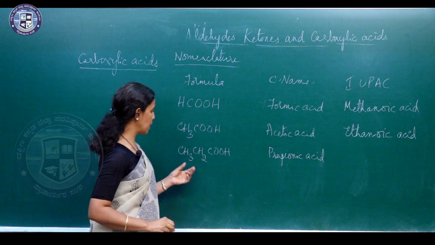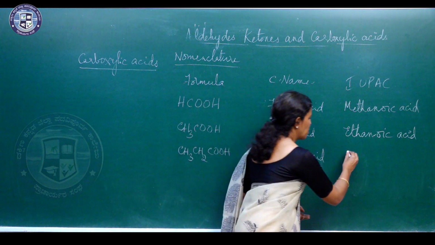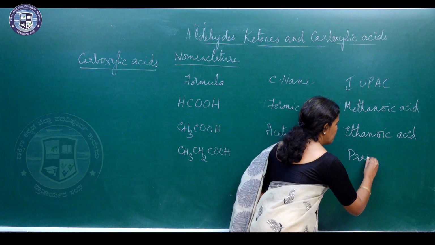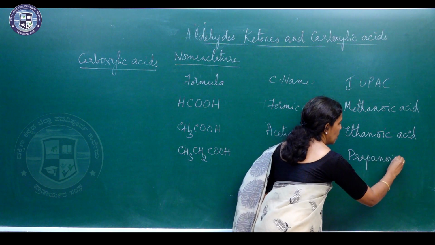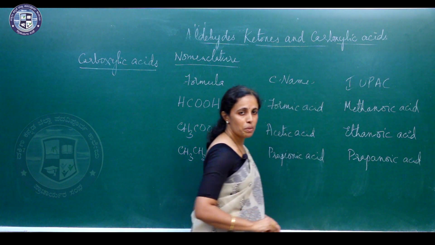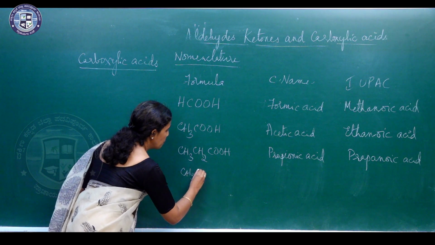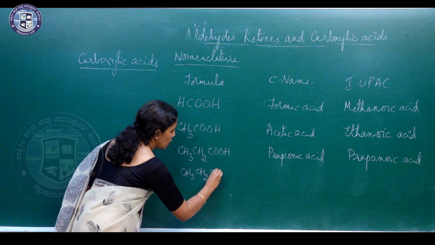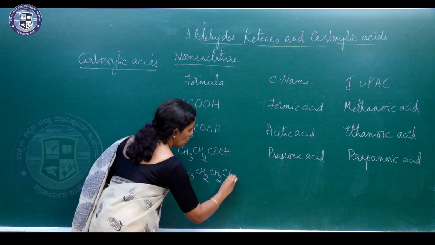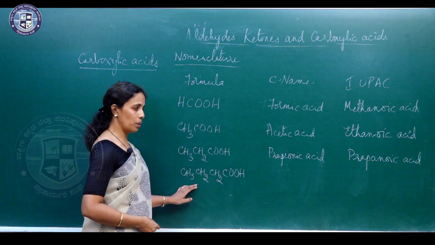and the IUPAC name is, the corresponding alkane has 3 carbon atoms in it. So, it is propanoic acid. So, the E is replaced by oic acid. So, again the next member is CH3, CH2, CH2, COOH. So, this is called as butyric acid.